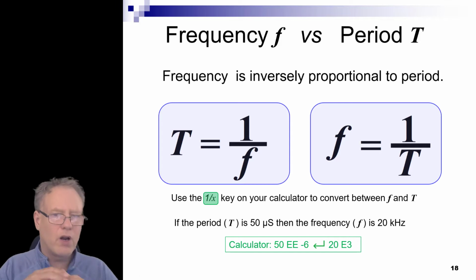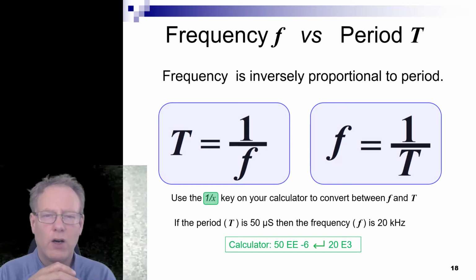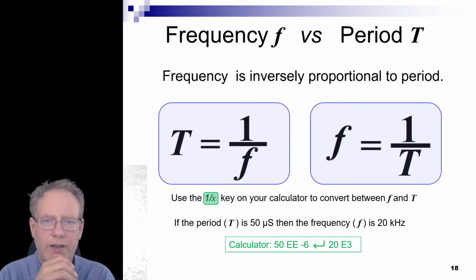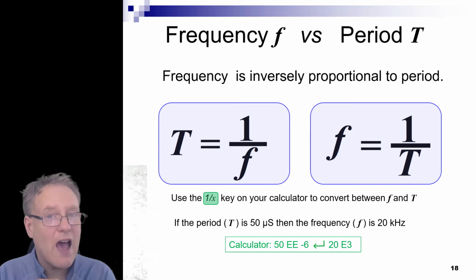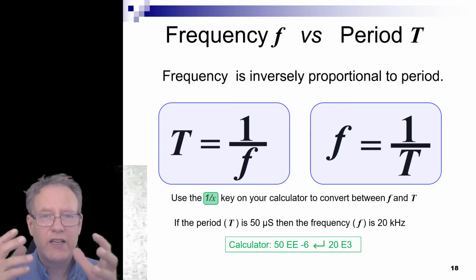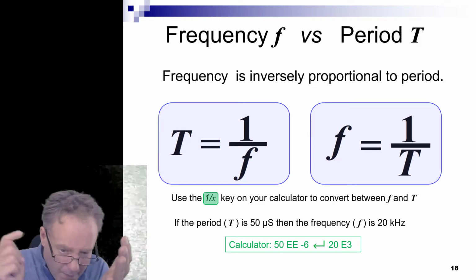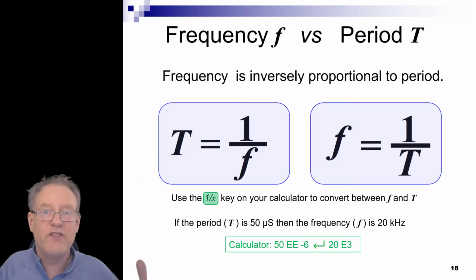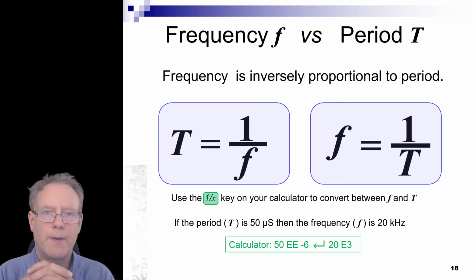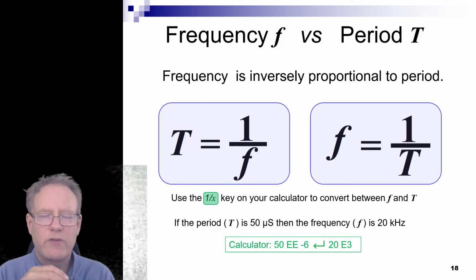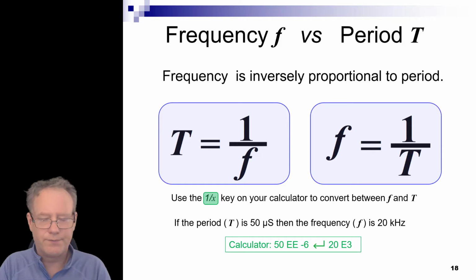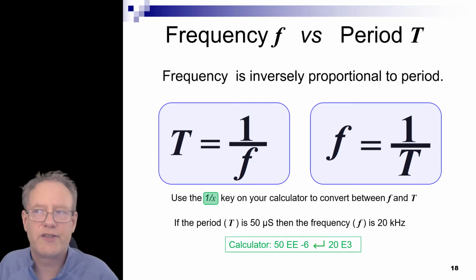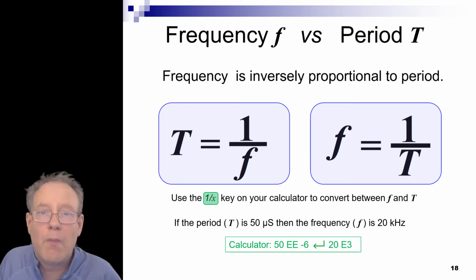So if I know the frequency, I type it in my calculator and hit the inverse button, and then I get the period. Same thing if I have the period: I type the period in my calculator and hit inverse, and I get the frequency. Sorry, I said that backwards. If I put in the period, let's say my period is 15 microseconds.